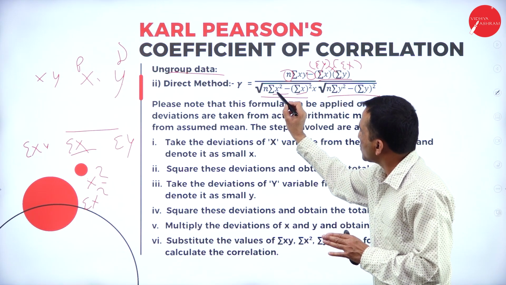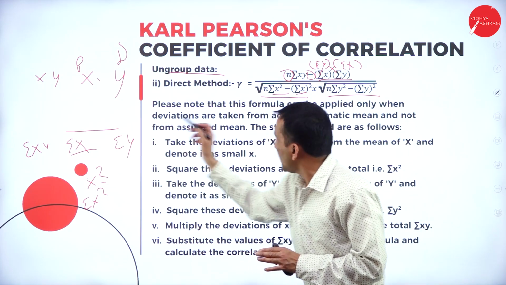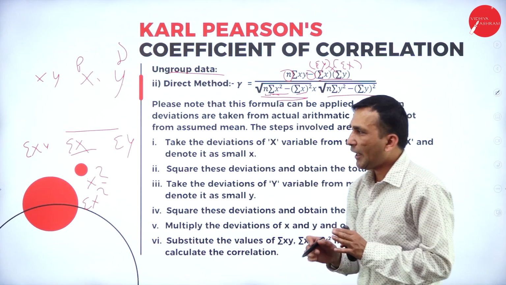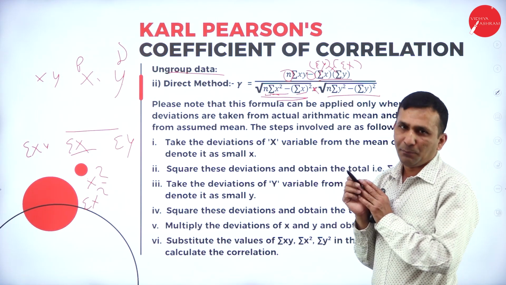Okay, how are we getting x square? If you take the x square, directly sigma x square from the x series, n, and the same thing you need to multiply.